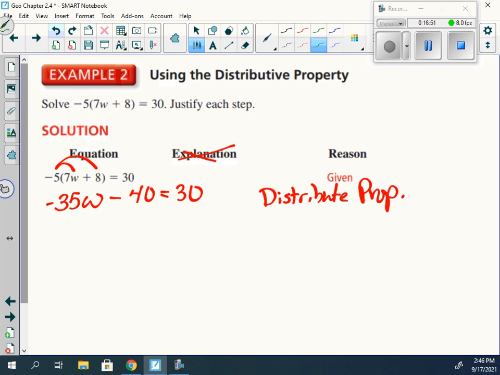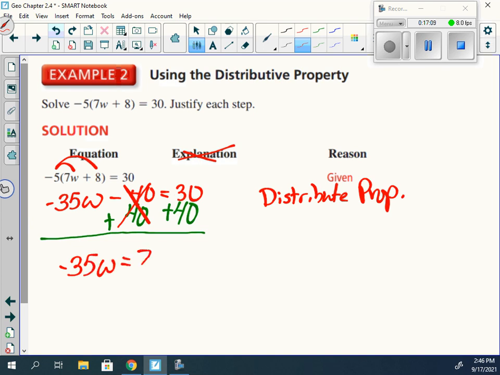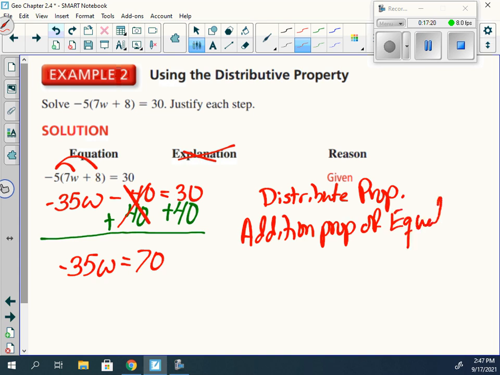Now what can we do next? Since the 40 is negative, we would add it to both sides, because negative 40 plus 40 is 0, which tells us negative 35w is equal to 30 plus 40, 70, and this here is our addition property of equality.